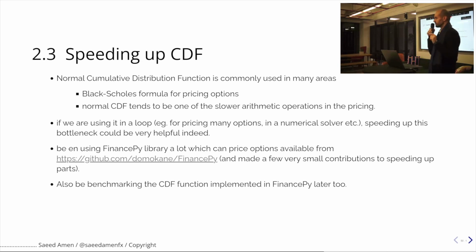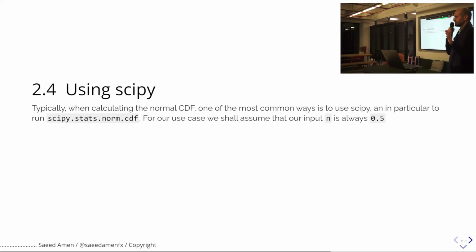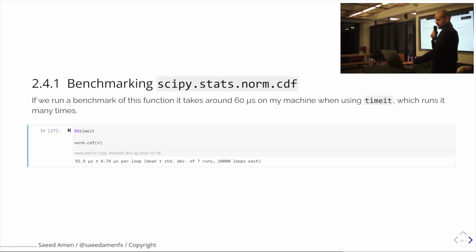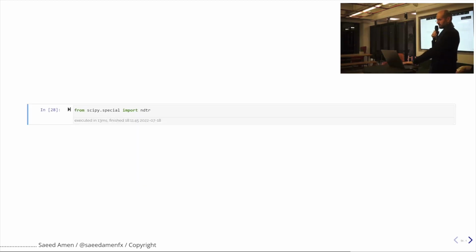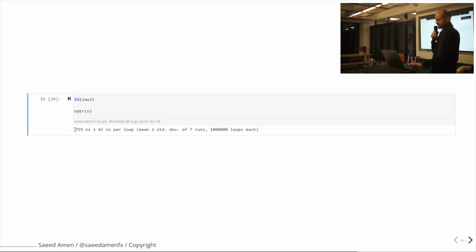So I'm going to look at the financepy library, which can be used to price options, and I'm going to take the CDF function from that as a benchmark later on to check the speed. First of all, I'm just going to use the normal CDF from SciPy, which has already been implemented. So it's basically the norm function here. If I use the one from SciPy, it's 93 microseconds. But then if you look at the code for this, we find that underneath it's calling this function ndtr as opposed to the norm function. So why don't I just import that function instead of norm? In that case, it's 759 nanoseconds, around 100 times faster. So instead of calling a high level function norm, I've gone through the code of SciPy and found the lowest level function, which underneath is basically just C code I'm calling.